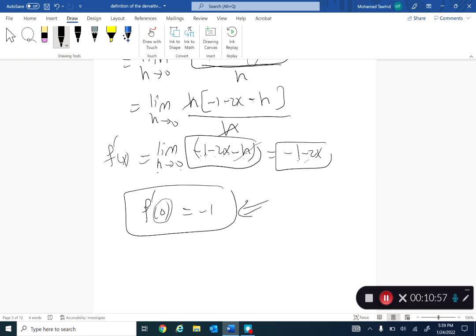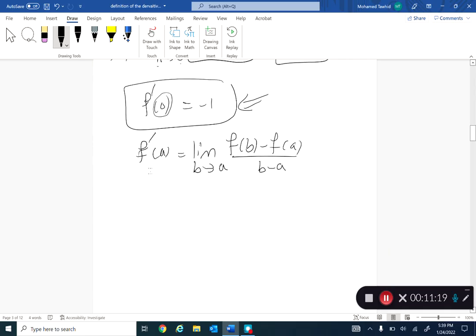How am I going to use equation number 2? In order to make it easy and clear, what is equation number 2? F prime of a will be the limit as b gets very close to a, of f of b minus f of a, the whole thing over b minus a. So that is the formula. Let me show you how to use this one, and then it's up to you at the end. You can use equation 1 or equation number 2, either or.